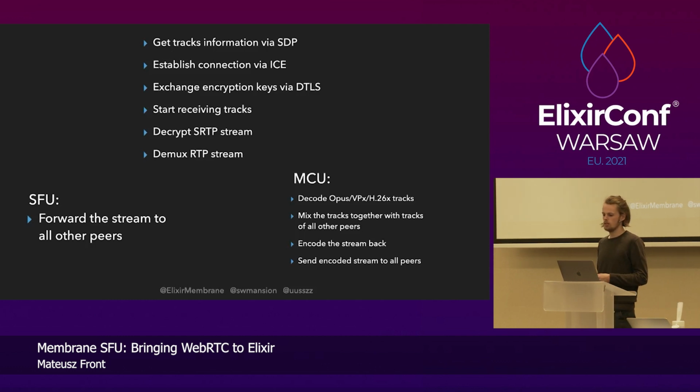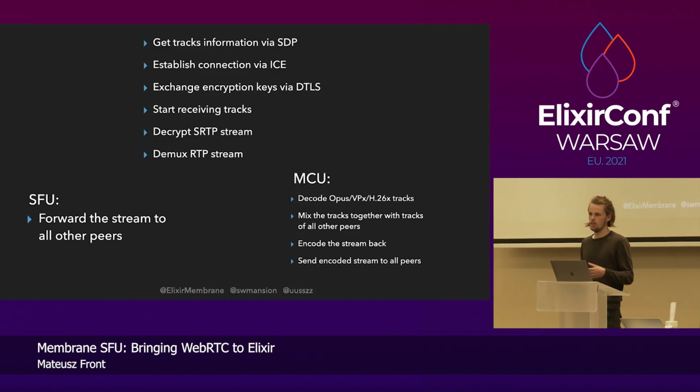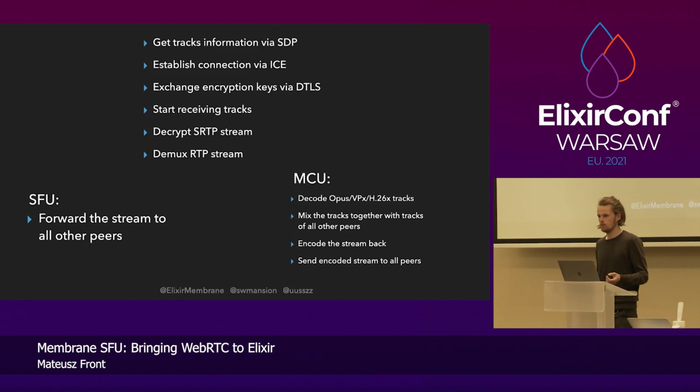This is also a problem because each peer has its own set of DTLS and SRTP keys. So you have to decode, decrypt, and then encrypt the stream for each peer, and that is a really CPU-intensive task. Also, when we decrypt that stream and demux it, because we possibly have a lot of audio and video tracks in one RTP stream, then we take the tracks out of the RTP stream.